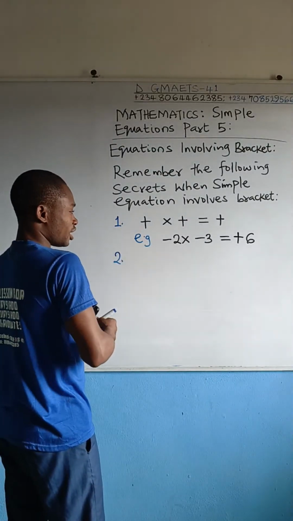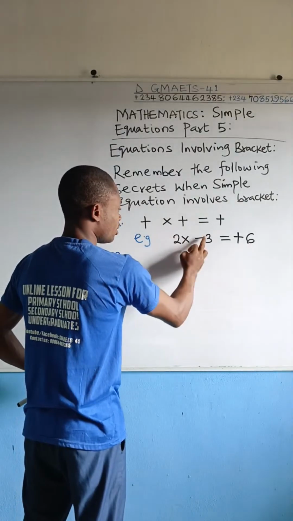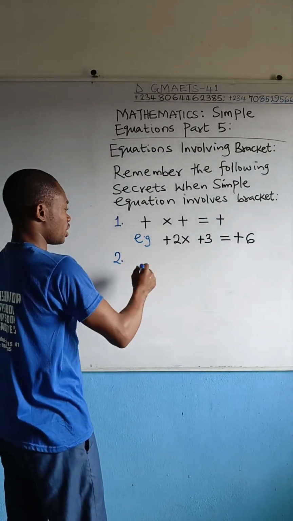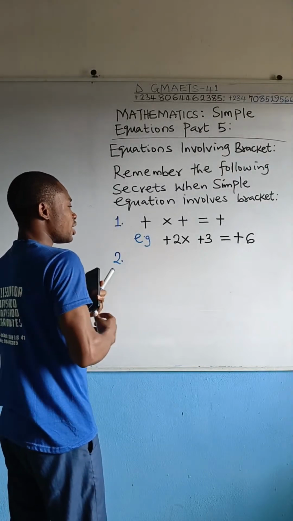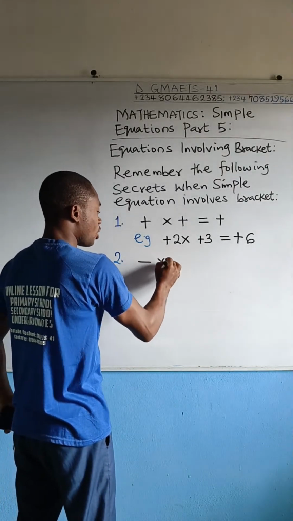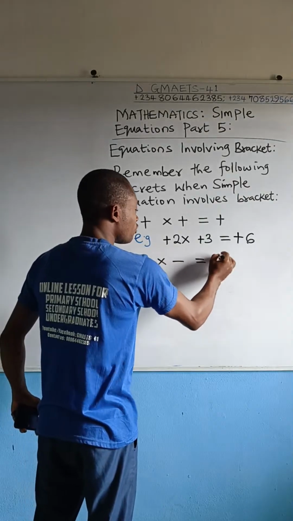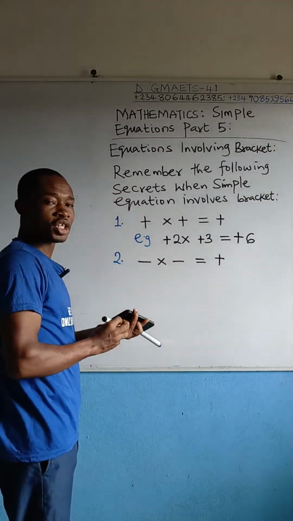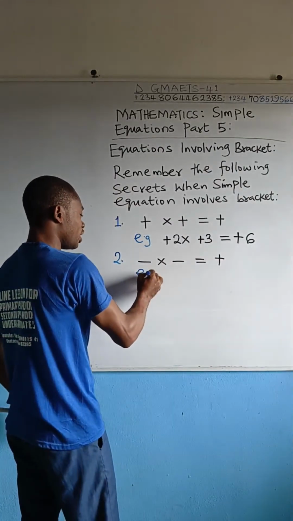Okay, now let us look at this. The second one is minus times minus, as I wrote before I wiped it, will give you plus. Again, you have the same signs here. Minus times minus will change to plus. Let us look at an example here.